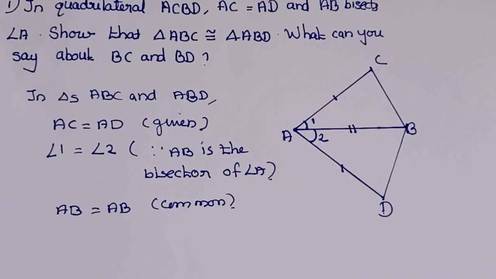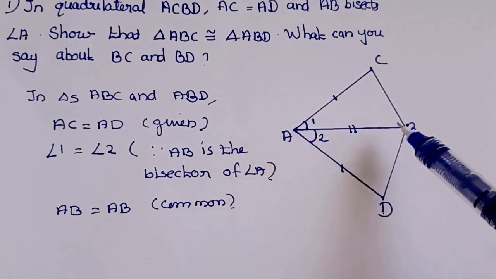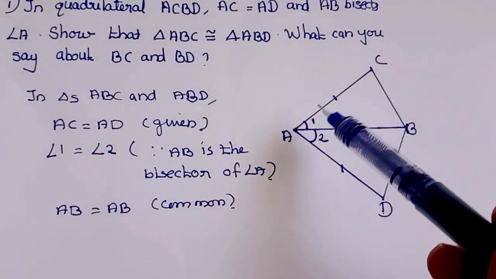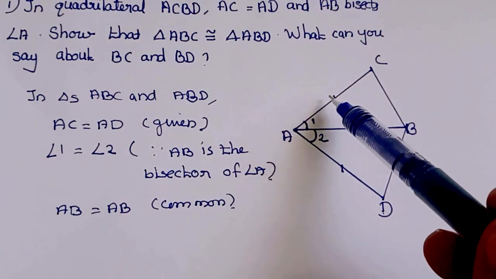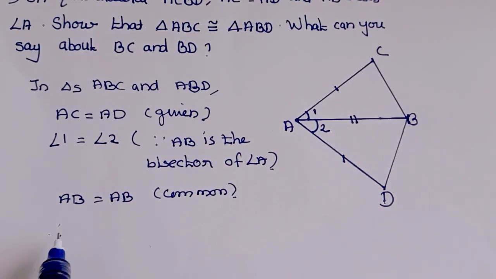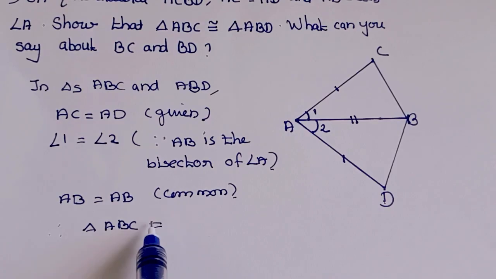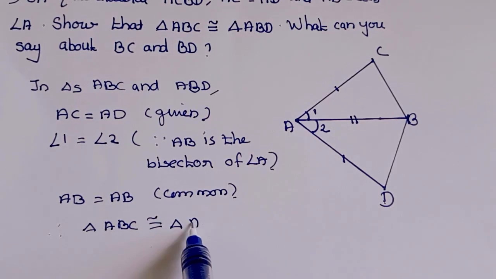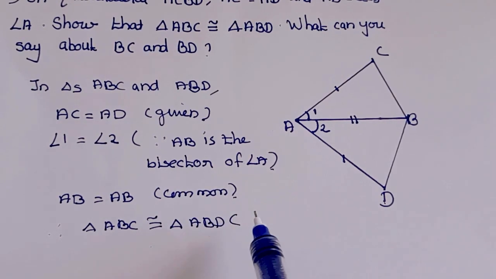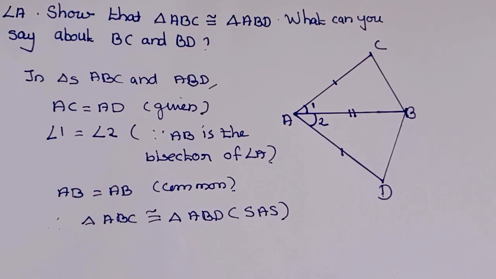Common side. Hence, we can say that triangle ABC congruent to triangle ABD by SAS congruence. Two sides and an included angle, isn't it? Therefore, triangle ABC congruent to triangle ABD, reason by SAS congruence. By SAS congruence, these two triangles are congruent.